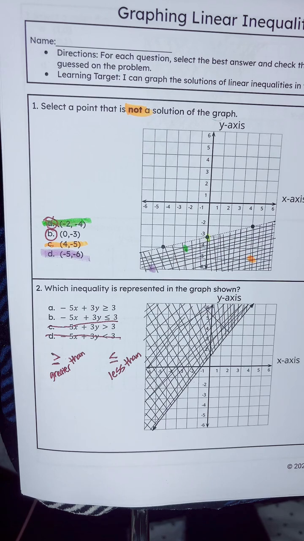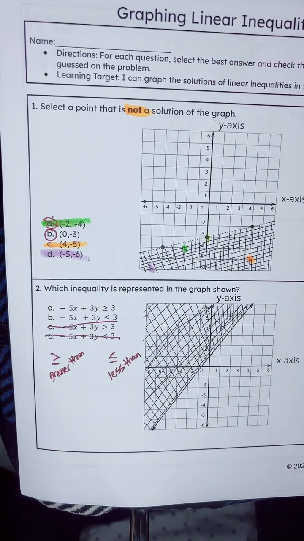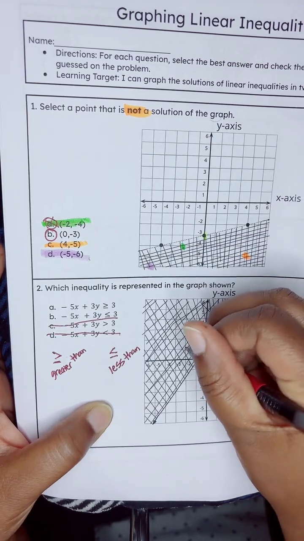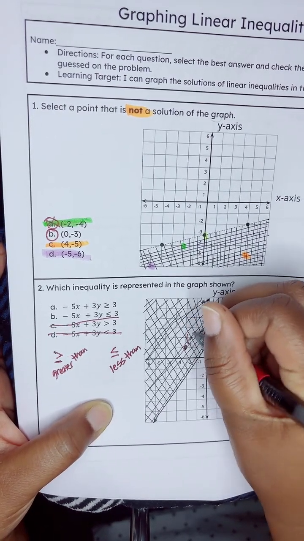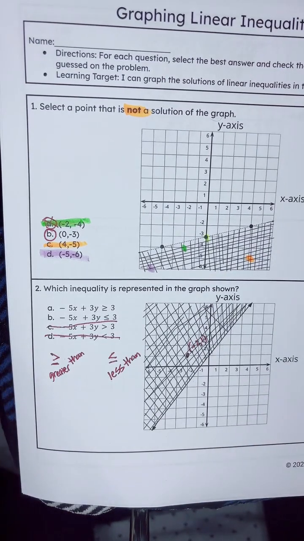Less than, greater than or equal to 3. A, greater than. Okay, so we're like 50-50 right now. So what we can do is, well, there's multiple ways to do it. But I say pick a point. So I'm going to choose this point, -2, 1. Now you could choose any point you want, okay? Any point, as long as it's in the shaded region.